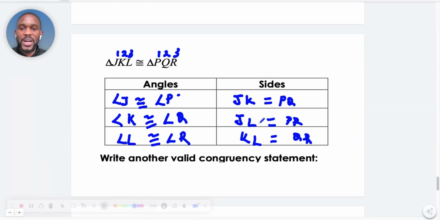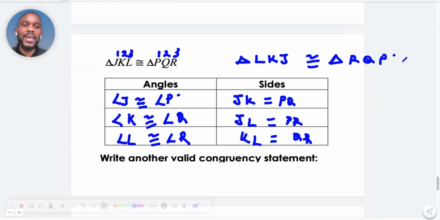And then they're telling us to write another valid congruency statement. You see this congruency statement, another person can write it like this. Triangle, start with 3 to 1: LKJ is congruent to triangle 3 to 1: RQP. So this is also a valid congruency statement.